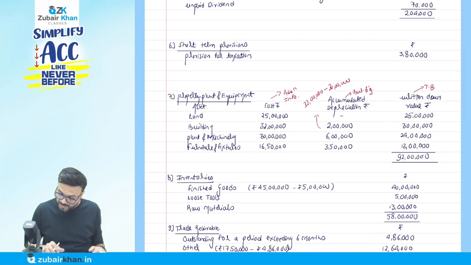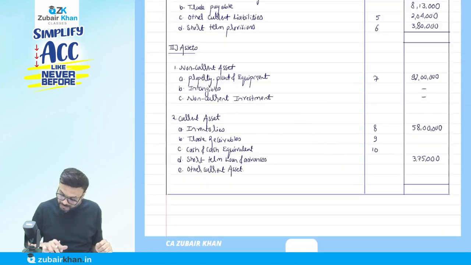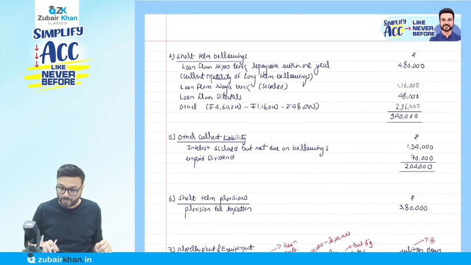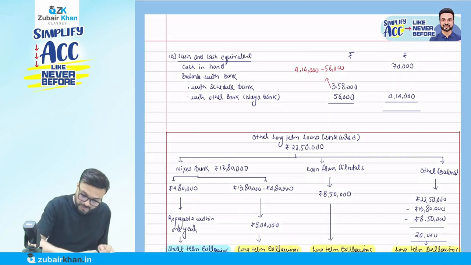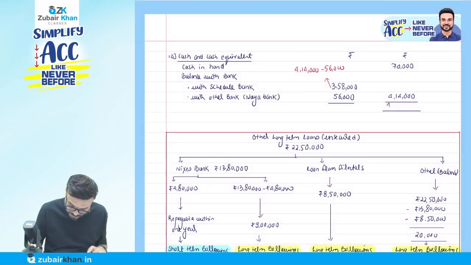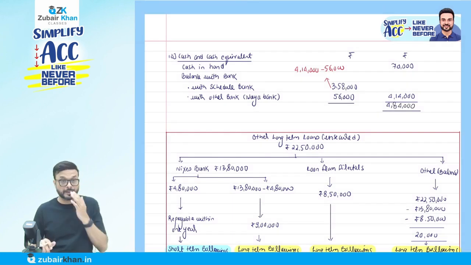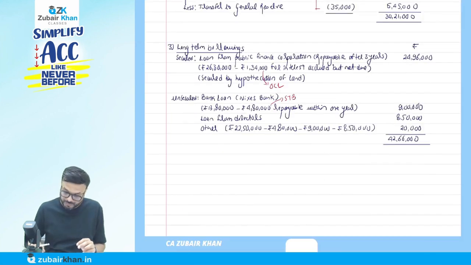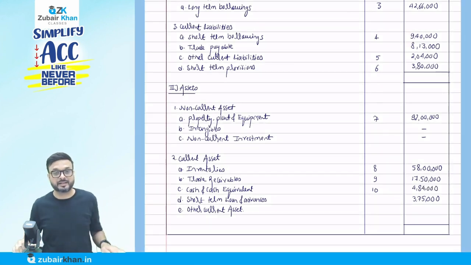Now we have trade receivables 17,50,000. Now we have the last, cash and cash equivalent. Do the total here: 70,000 plus 4,14,000. That is coming 4,84,000. Write down in the balance sheet 4,84,000. Done. Now understand this point here.